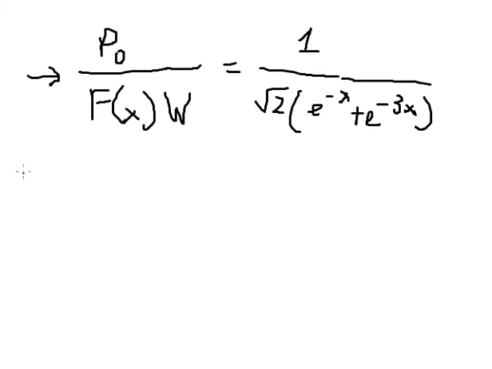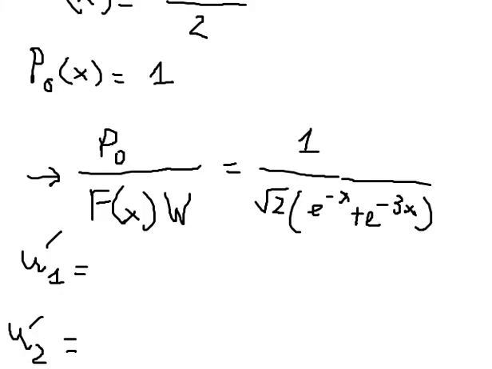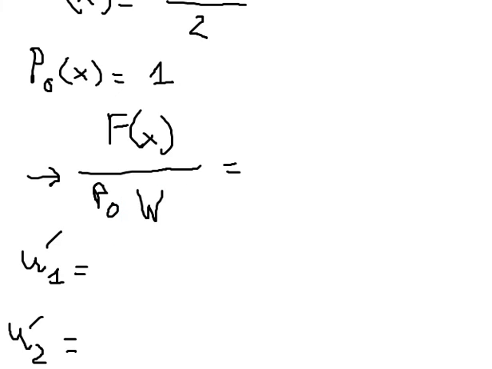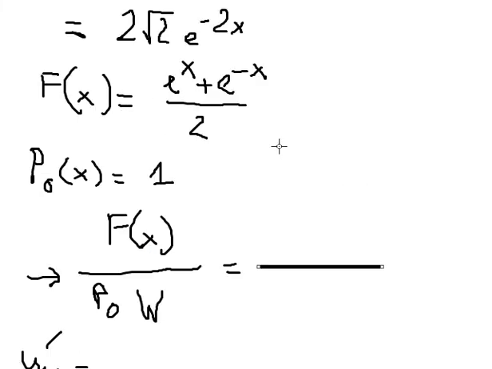Next, we need to find first derivative of u number 1, first derivative of u number 2, and first derivative of u number 3. I made a mistake. This one should be in here. So the correct should be like this. So this one we put in here.